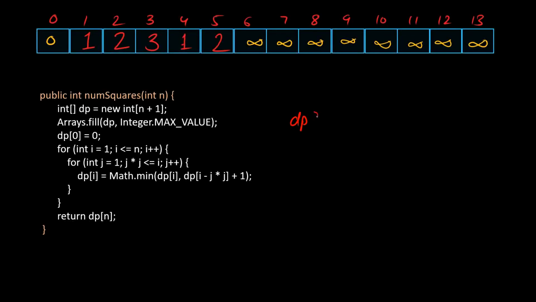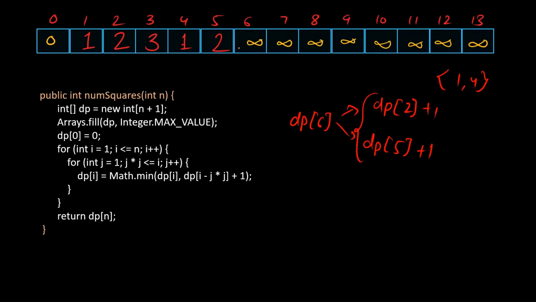Let's fill for DP of 6. Again, I have only two perfect square numbers below 6, that are 1 and 4. So this can be branched into 2. I can use the answer of DP of 2 plus 1 or DP of 5 plus 1, and I will choose the minimum over the 2. So I will fill DP of 6 with 3, and similarly I can fill all the numbers.